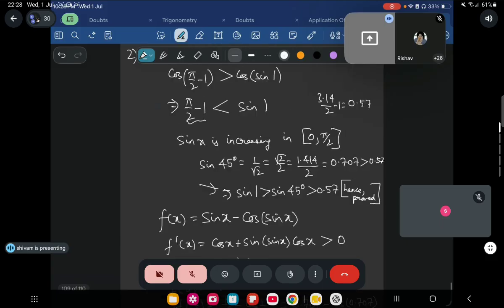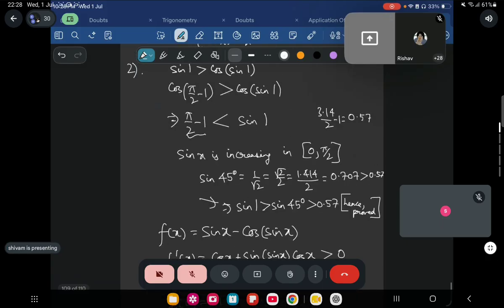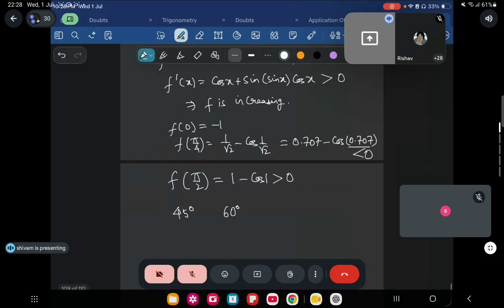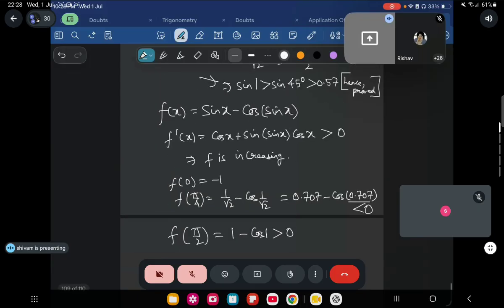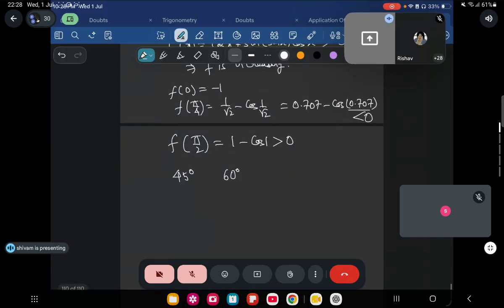F of 0 is coming as -1. That means there exists one root between 0 and 1. Actually, see, there exists one root between 0 and pi by 2. One root over here. We need to just prove that this particular root is lying before 1.